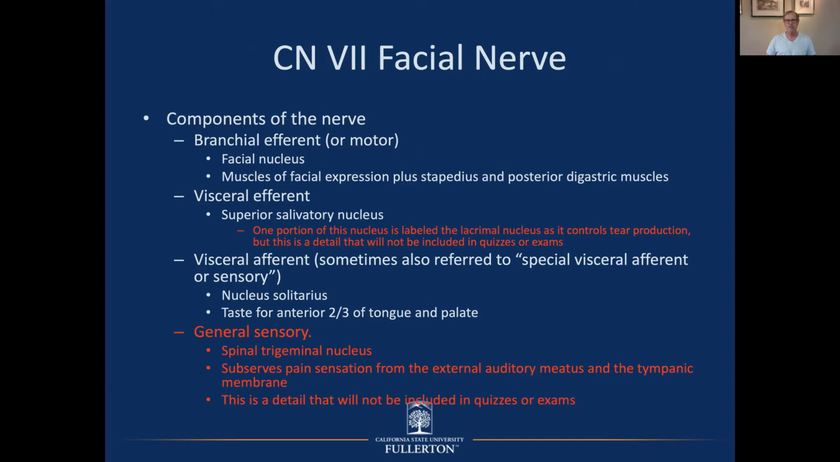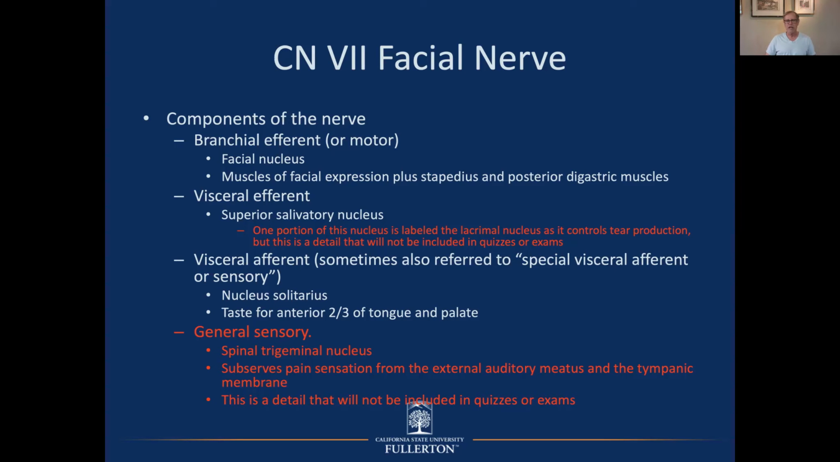It's muscles of facial expression, plus two other muscles, the stapedius in the middle ear and the posterior digastric. Again, the audiologist can test that stapedius, and we really can't test the posterior digastric differentially, but certainly we do test the muscles of facial expression, and we'll go into that. There is a visceral efferent component as well, and that is for salivation. You have several salivatory glands, and the superior salivatory nucleus innervates the lacrimal gland.